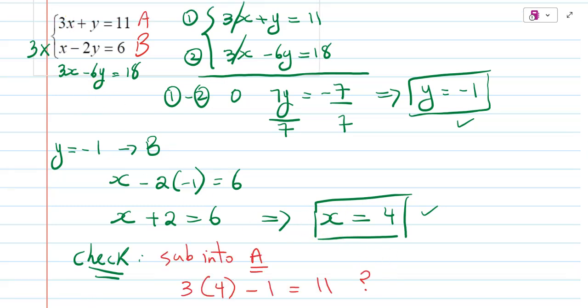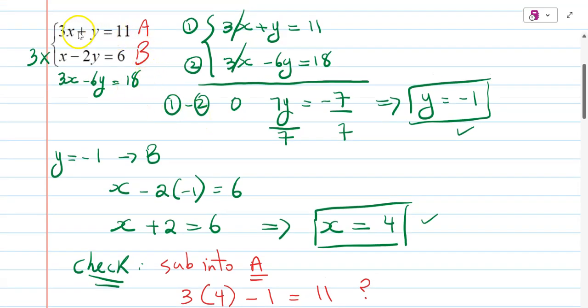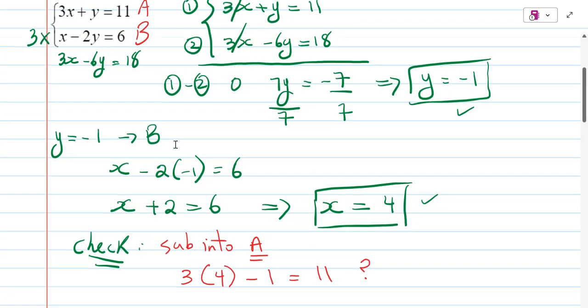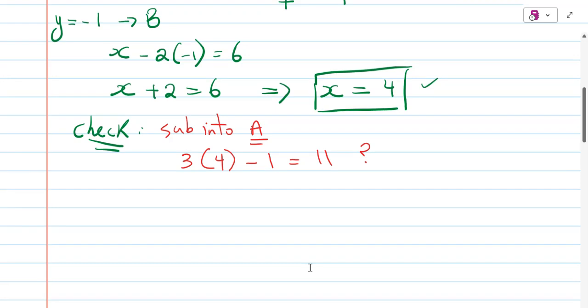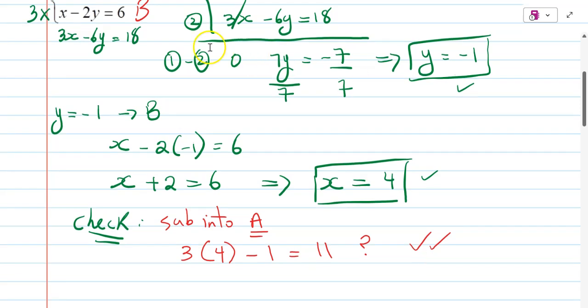So here it is, we're checking it, and this time we're going to sub the values of y and x back into equation A, the original first equation in our system. I call it A. And when you plug numbers in for x and y, you get 3 times 4 minus 1. Is that equal to 11? That's the question, right? The validity of this is being checked. Well, it turns out it is. So that is true. That means our solution is a correct solution. All right. Very good. Let's look at another one.